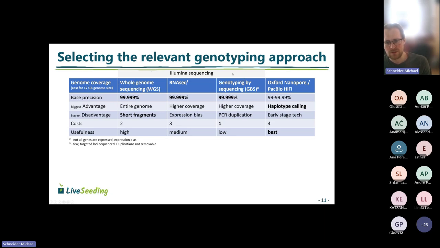This has the advantage, in contrast, for example, to whole genome sequencing, that we are not sequencing the entire genome, but just maybe 40,000 areas where we find polymorphisms, like single nucleotide polymorphisms that we can use as markers. And this usually comes with the advantage that we end up with a higher coverage for these decided regions. Lastly, we have the latest generation sequencing, which are Oxford Nanopore or PacBio HiFi reads.